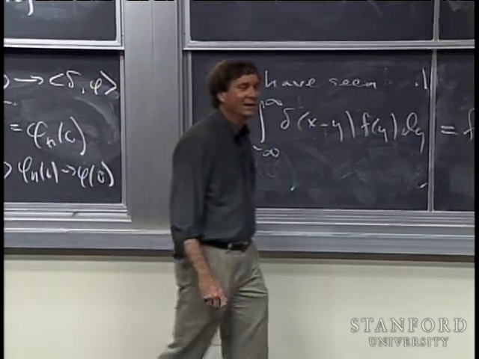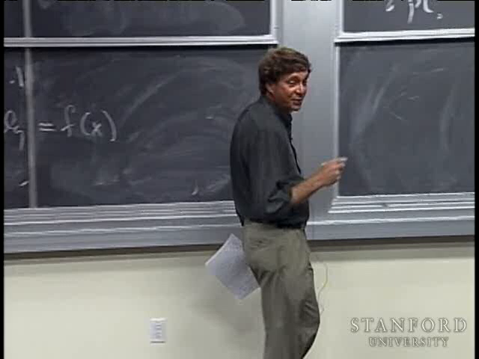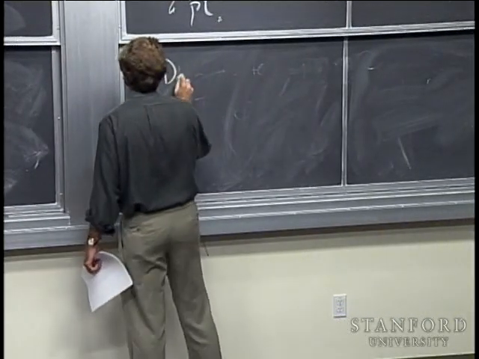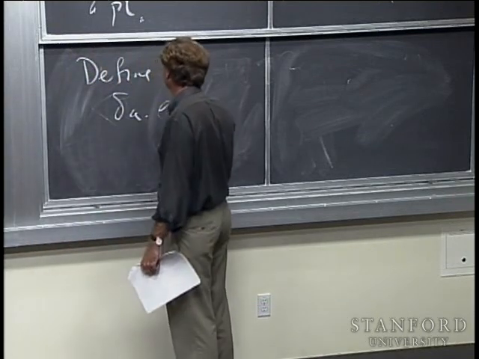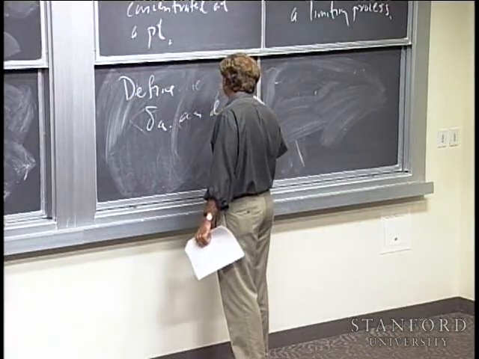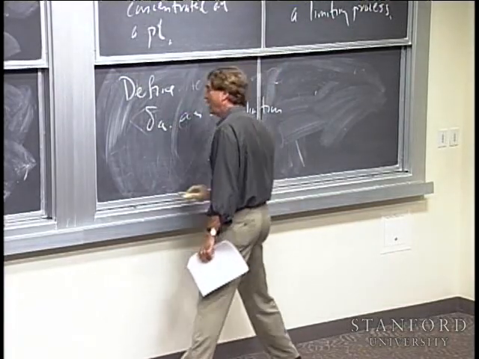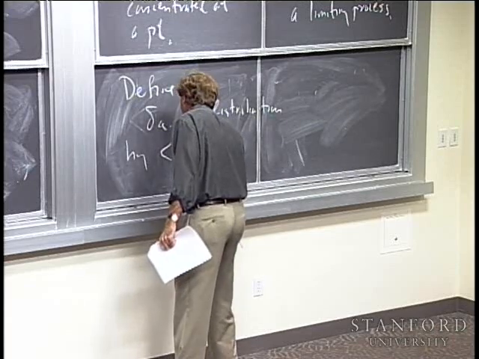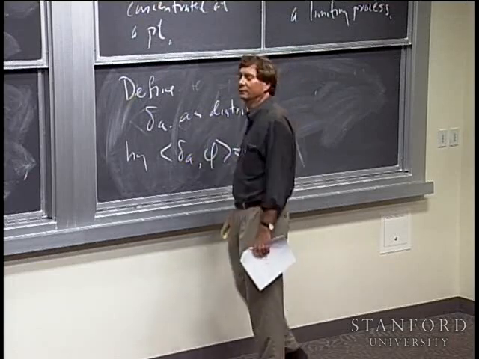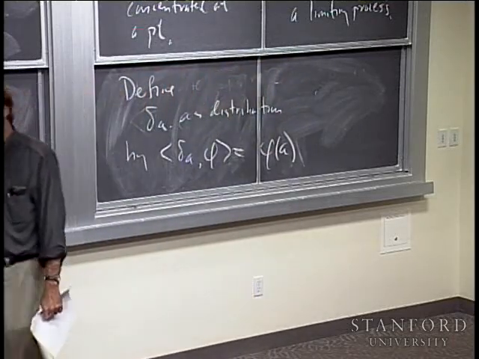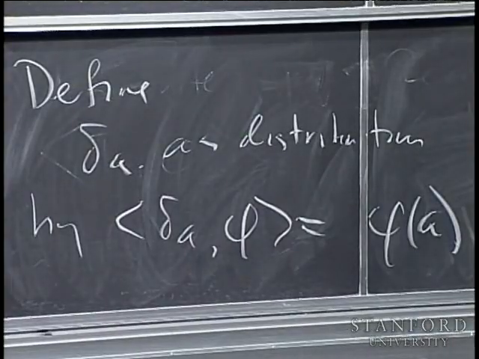Right. All right. So I define, it's a different distribution. Let's say delta sub A as a distribution by the formula delta sub A paired with phi is phi of A. Okay? So the case we had before was when A is equal to 0. Now, is that linear? Is that continuous? You can check, but it's the same idea.